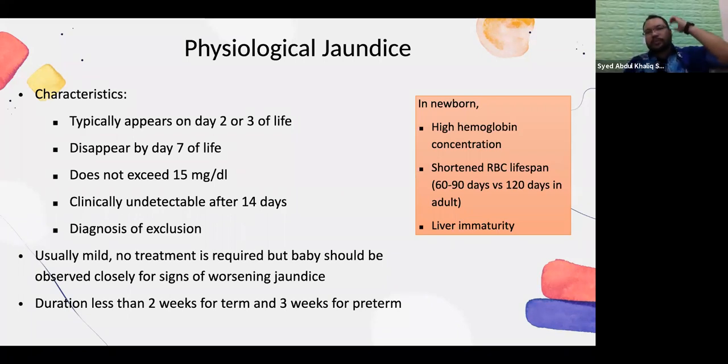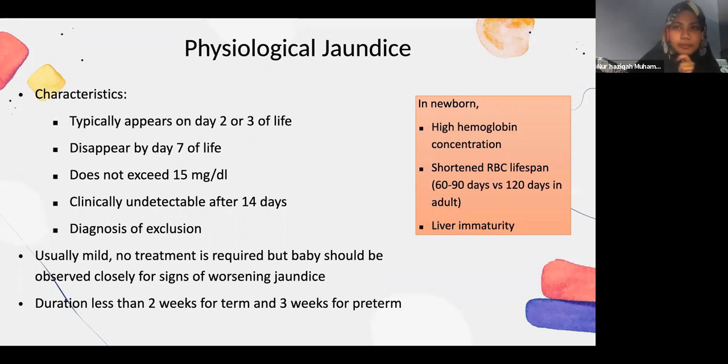Because the newborn has hemoglobin F, which is a different type of hemoglobin. Hemoglobin F has higher oxygen affinity and a shorter lifespan than adult hemoglobin A. And also because of the liver immaturity in the newborn, this will cause jaundice in the newborn.